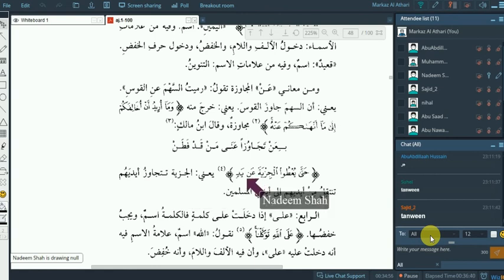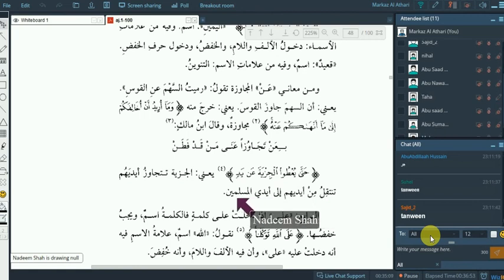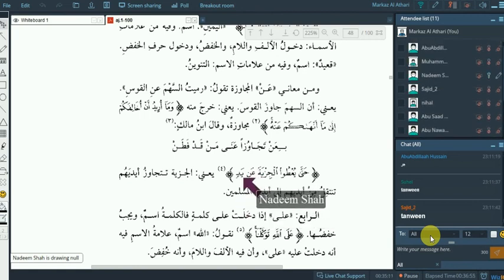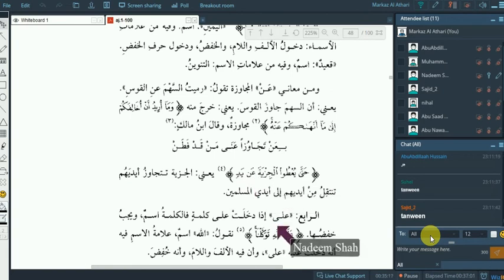Shaykh says, يعني تتجاوز أيديهم. Al-jizya, meaning that the jizya, the tax, surpasses their hands, leaves their hands and goes into the hands of the Muslims. تتجاوز أيديهم وتنتقل من أيديهم إلى أيدي المسلمين. So an over here means تجاوزا or مجاوزة.